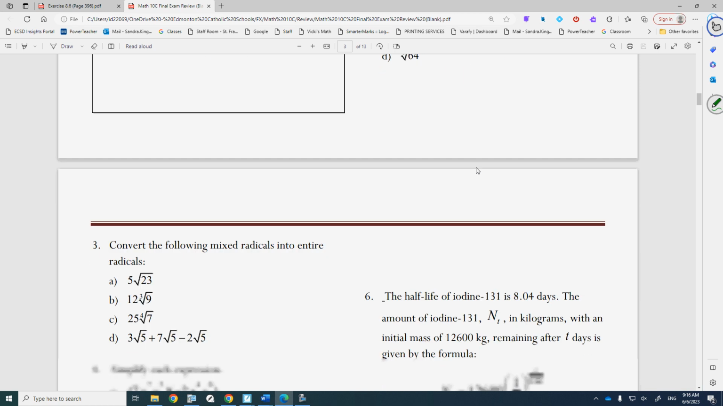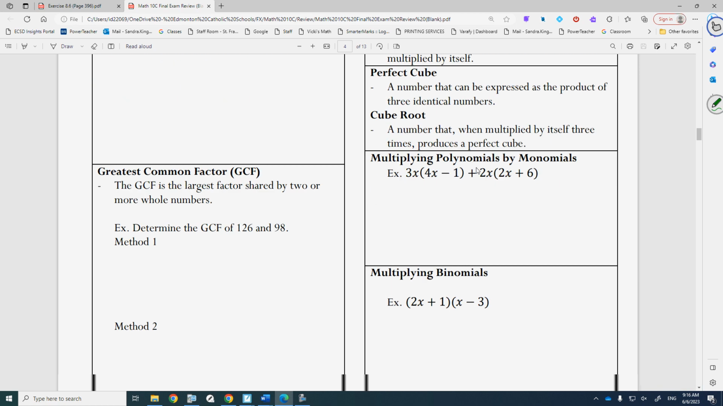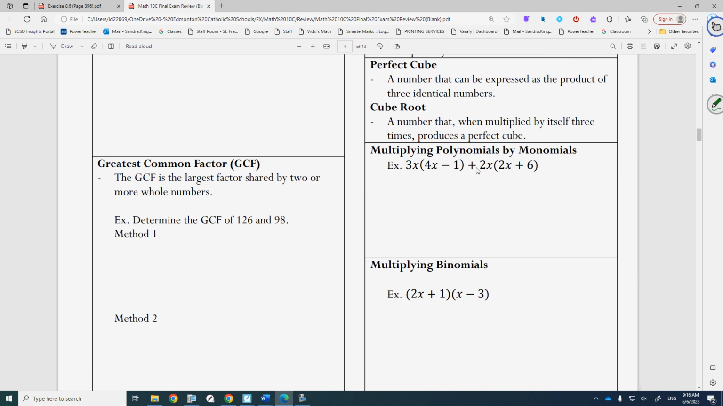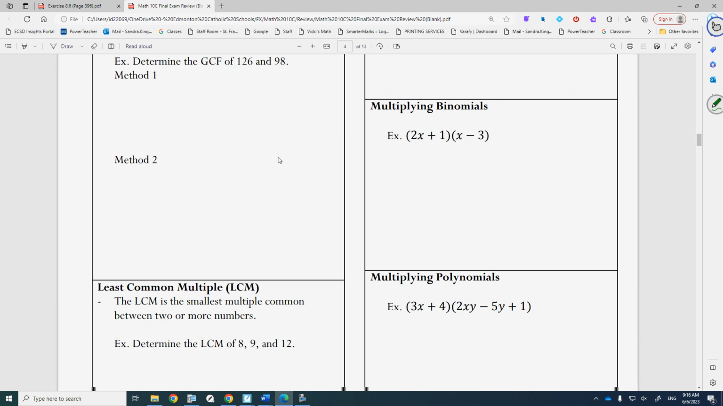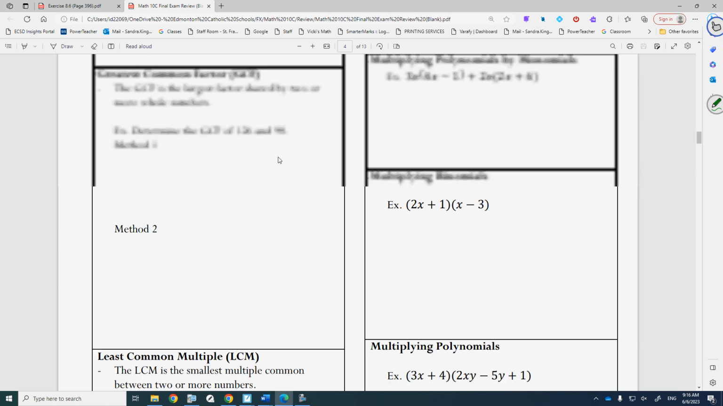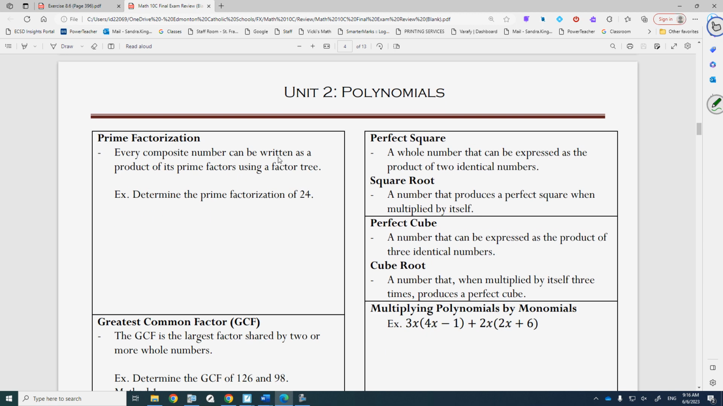Okay, let's do, is there a GCF LCM? I just want to skip to GCF and LCM, and then we'll go back, but I want to make sure I get this GCF and LCM done. So skip to the page where it will say unit 2 polynomials. This should be with numbers. It shouldn't be under polynomials.